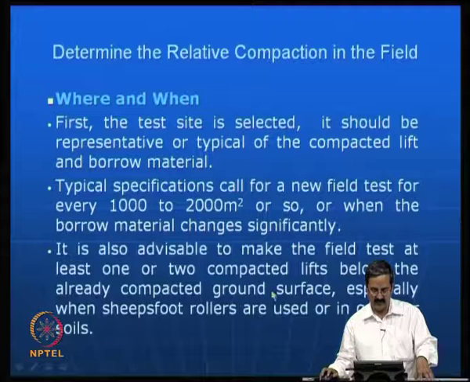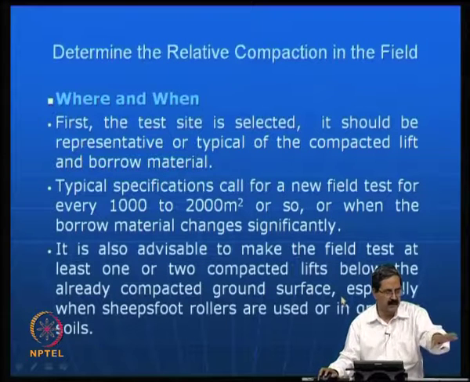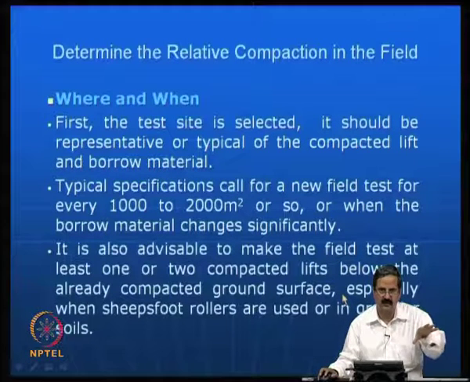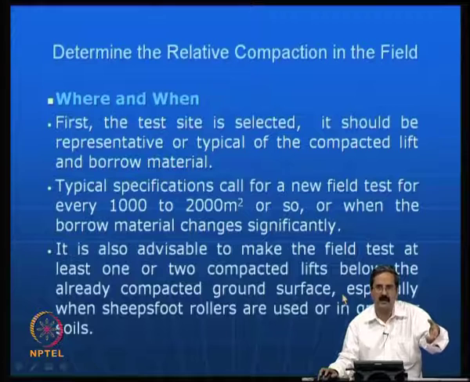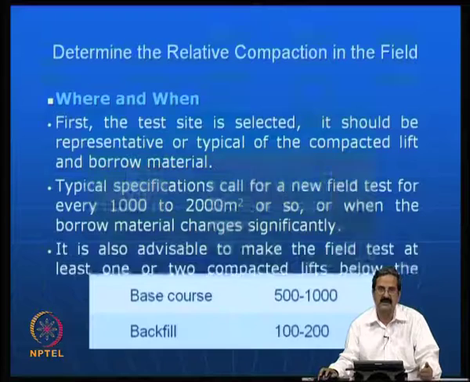In such a case, what we do is try to remove some layers, at least one or two compacted lifts below the already compacted layer, so that you can see the effect. Because when the sheepsfoot roller moves, the top layers may not be that good, but you can see its effect at the bottom. So, you want to confirm that, and one can do this.